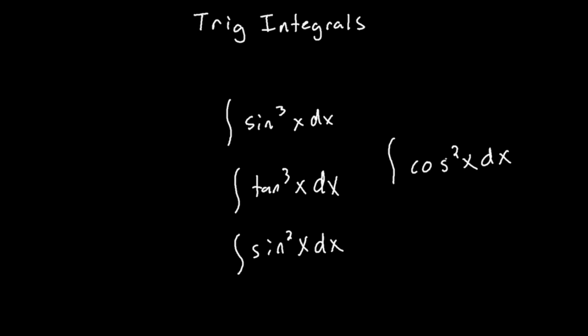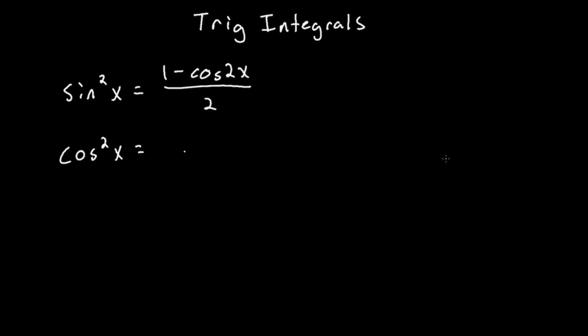So first things first, there's going to be a couple identities that you need to know. This one will help a lot. Sine to the power of 2 is equal to 1 minus cosine of 2x over 2. And cosine to the power of 2 is 1 plus cosine 2x over 2.